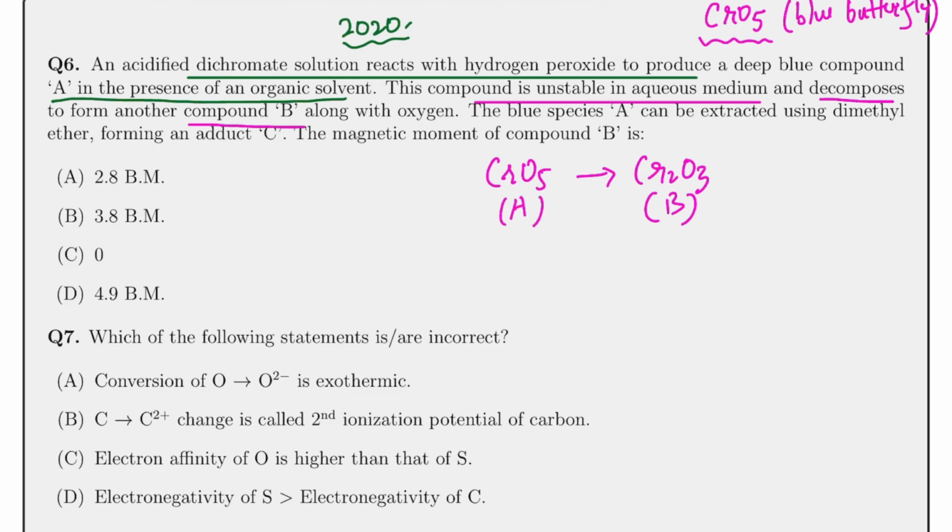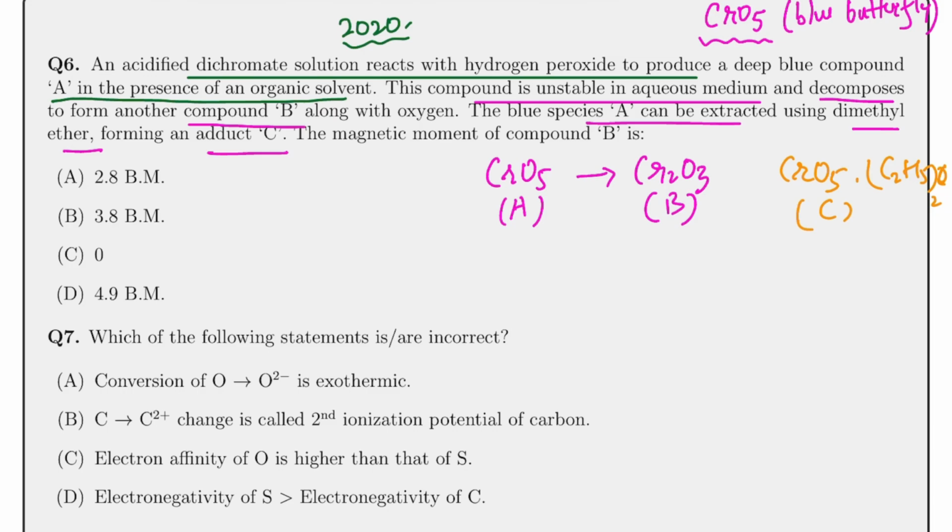Anyways, the bluish species A can be extracted using diethyl ether to form an adduct C. I've told you that adduct means the product formed because of addition. C has got nothing to do with this question, but for information, it is CrO5·O(C2H5)2. So this is your compound C.